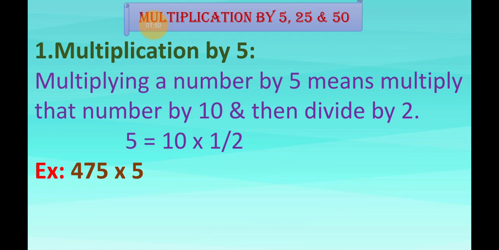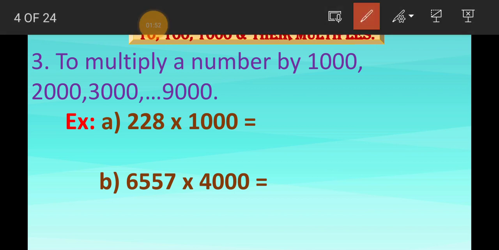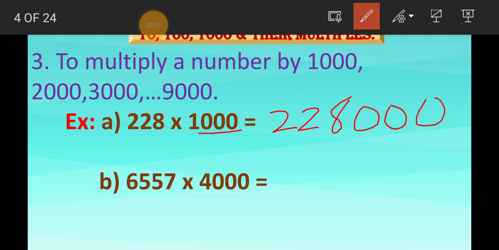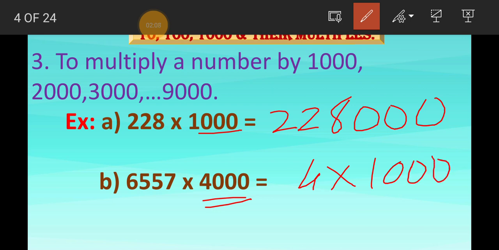Similarly, if we have to multiply a number by 1000, as I told you, copy the number. After that, 1000 is having 3 zeros, so put 3 zeros. Or if we have to multiply by the multiple of 1000, then just take the number out. In 4000 we are having 4 and keep the 1000 separate. Just multiply the whole number by 4 and put 3 zeros. You will get your answer.